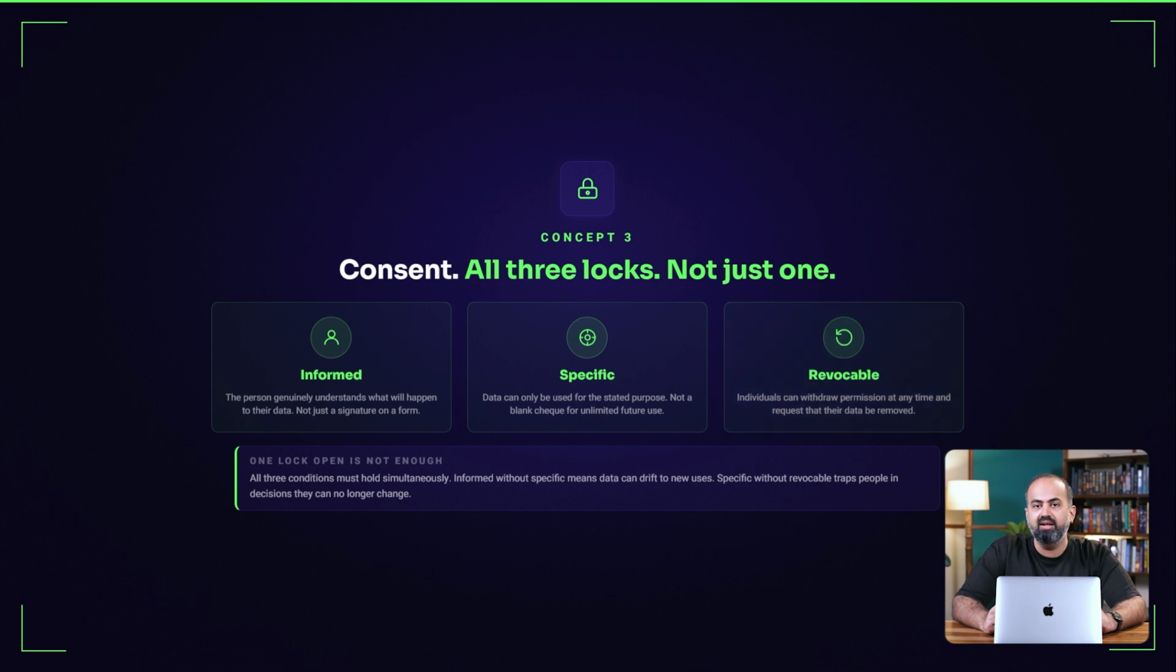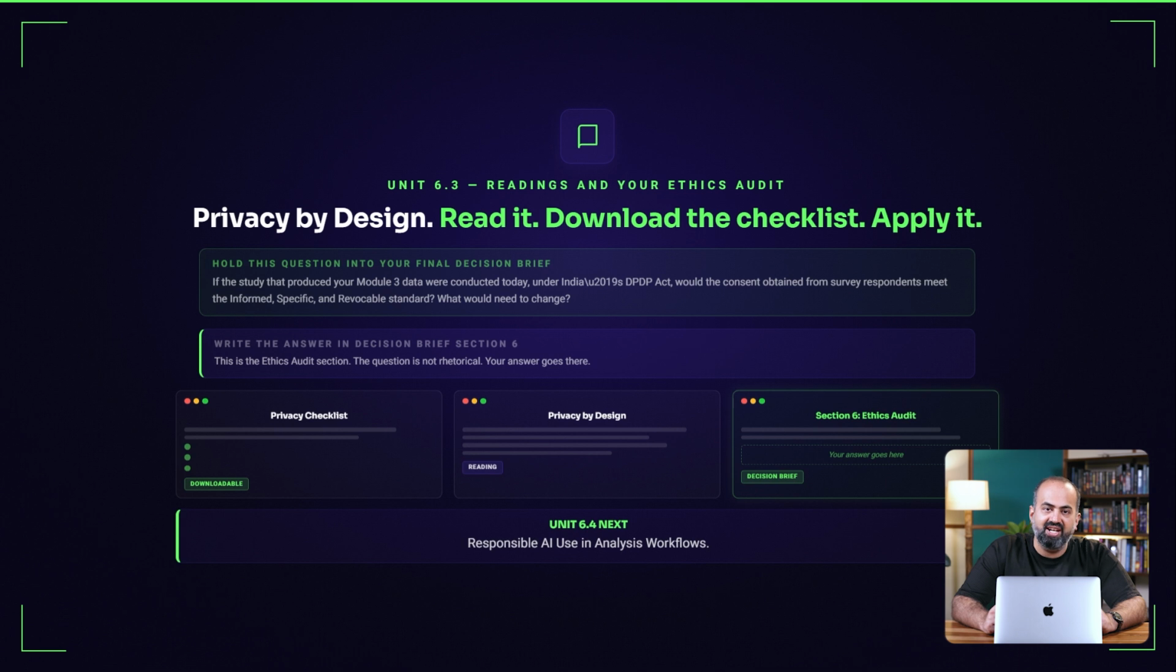In this unit, you will also read about the idea of privacy by design, which takes these principles much further and turns them into practical systems and workflows. The checklist mentioned in the reading is downloadable and practical.